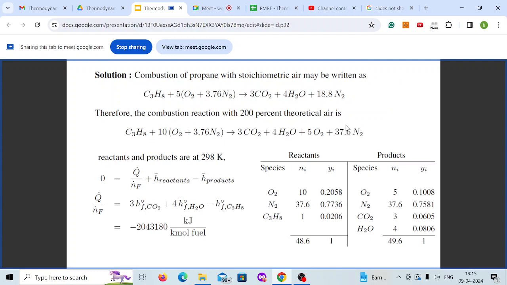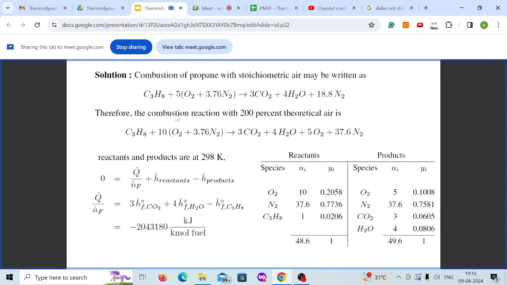Combustion of propane with stoichiometric air may be written as, propane is C3H8, so you write a stoichiometric reaction. You have C3H8, 1 mole of propane requires 5 moles of O2, which gives you 3 moles of carbon dioxide plus 4 moles of water plus 18.8 moles of nitrogen.